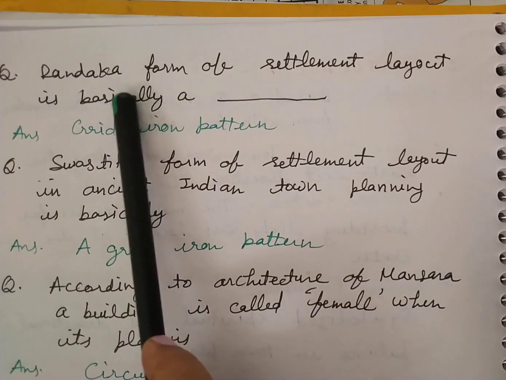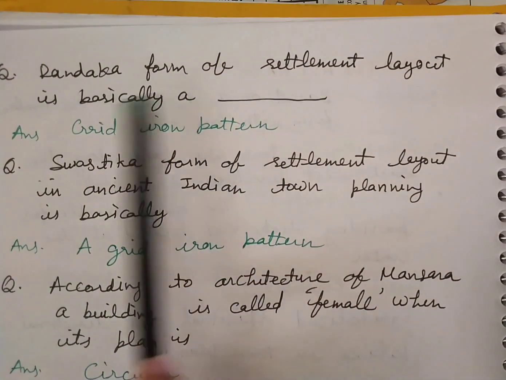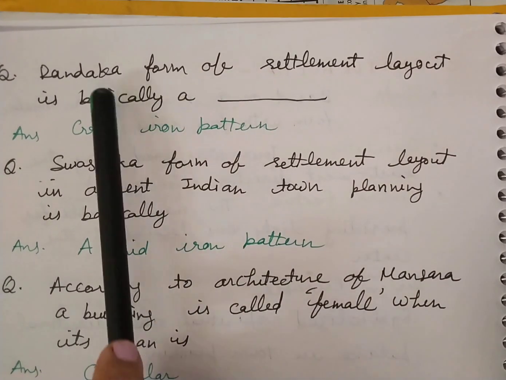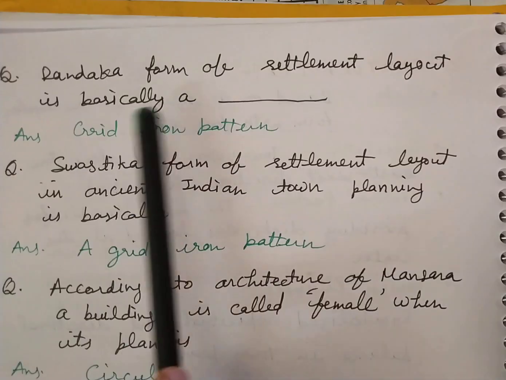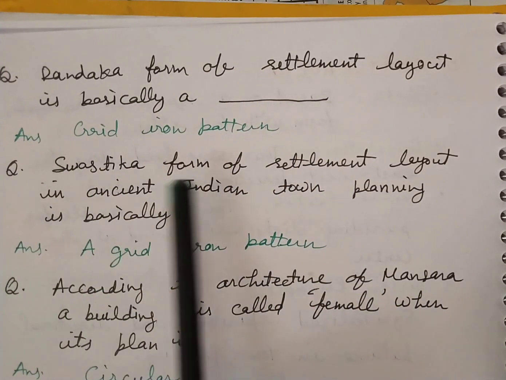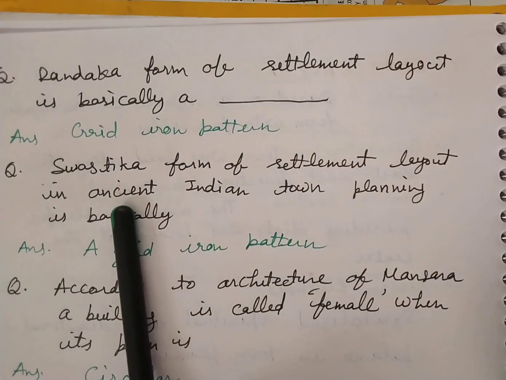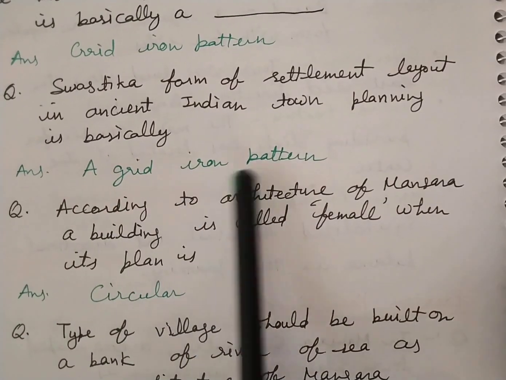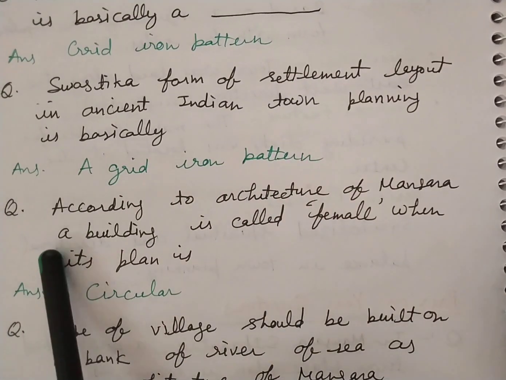Next question is Dandaka form of settlement layout is basically a, answer is gridiron pattern. Next one is Swastika form of settlement layout in ancient Indian town planning is basically the same. This is also a gridiron pattern.